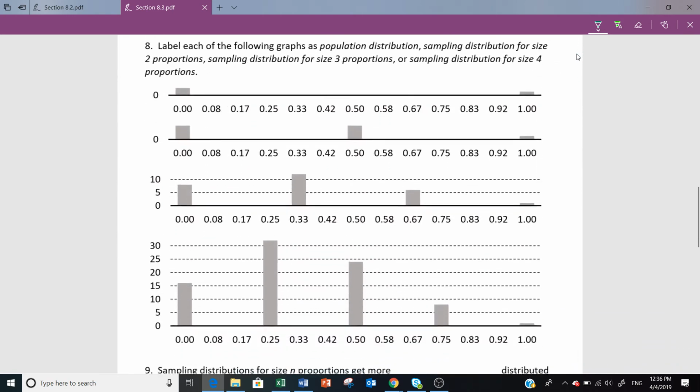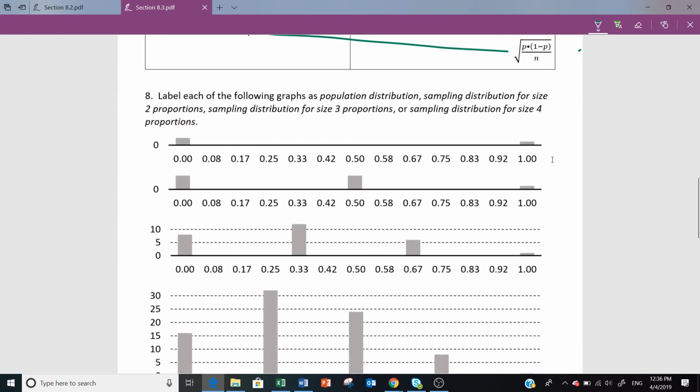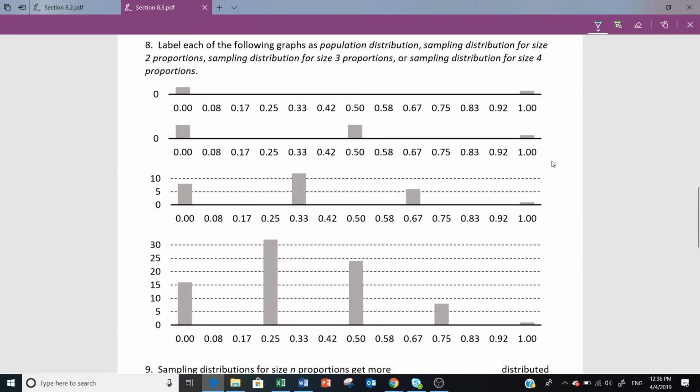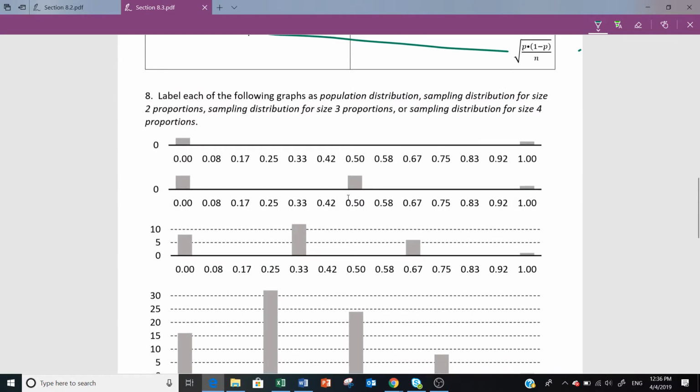But there's one last thing we need, and that's the normal distribution criteria. Let's see if we can match up each of these graphs to which ones they were. So was this the sampling distribution for size 1, 2, 3, or 4? So let's put labels on each of the graphs.